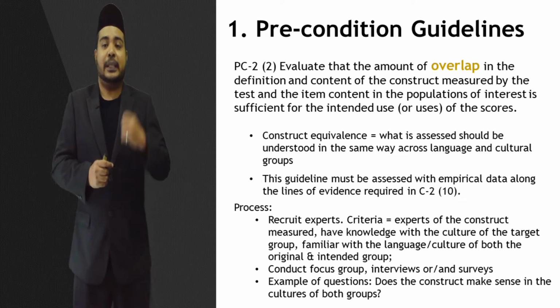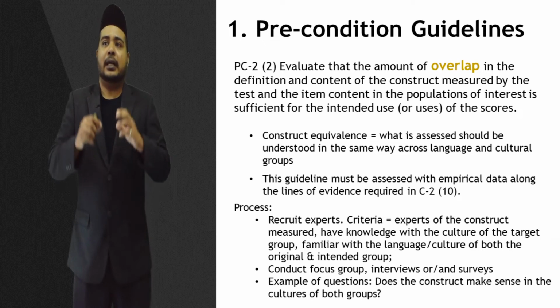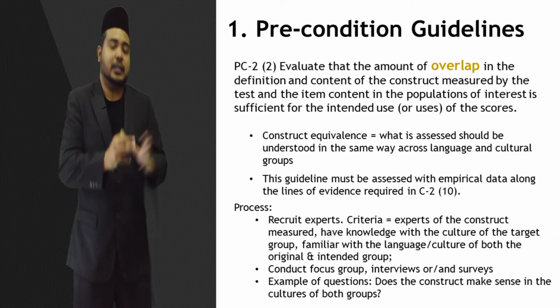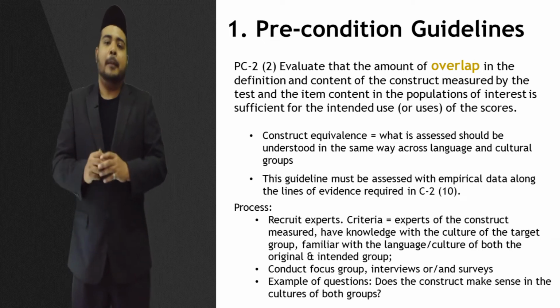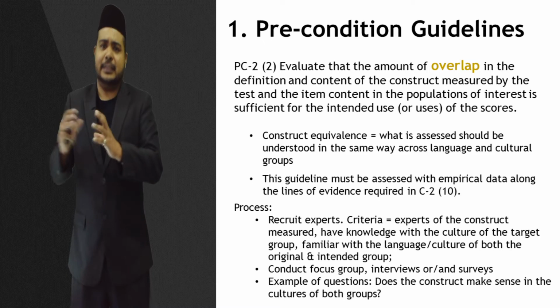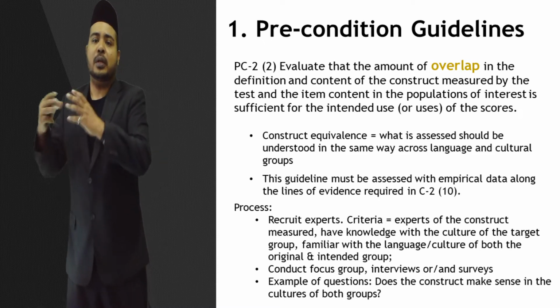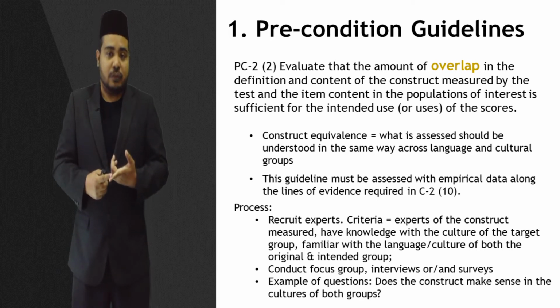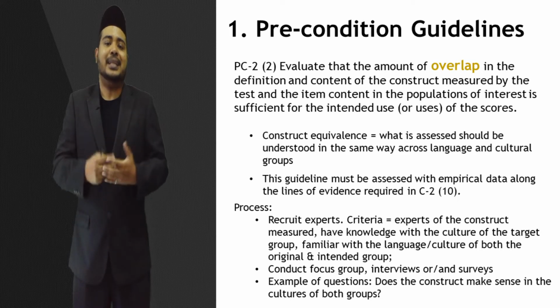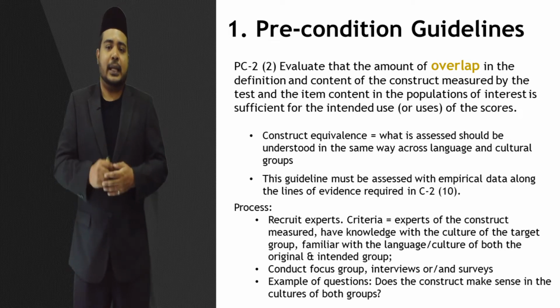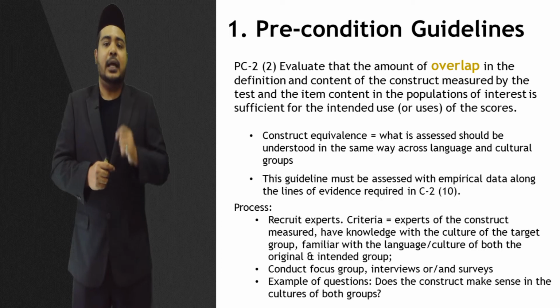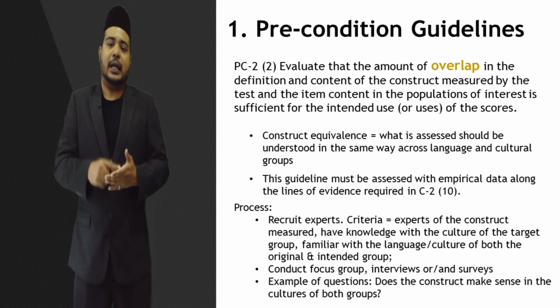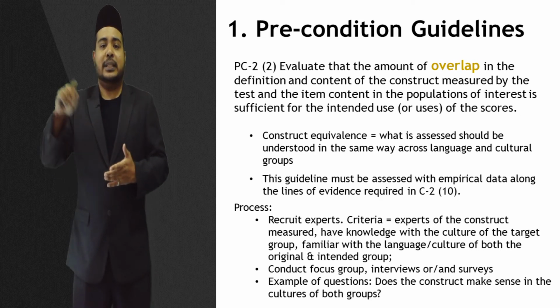If, say, for example, intelligence, the intelligence developed or conceptualized in the original context must be similarly understood by the people that we want to conduct the test on. This is where we want to establish construct equivalence. What is assessed should be understood in the same way across language and cultural groups. This guideline must be assessed with empirical data along the lines of evidence required in C2. C2 is the guideline for confirmation number 2, which we will discuss later.